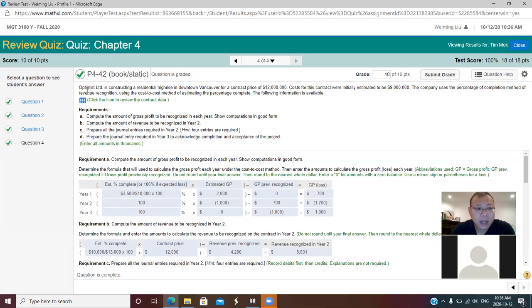So Optimistic Ltd. is constructing a residential high-rise in downtown Vancouver for a contract price of 12 million. So this is a fixed price contract, right? That's the price. Costs for this contract were initially estimated to be 9 million. That's the initial estimation, $9 million for the cost. The company uses the percentage of completion method of revenue recognition, and the cost method of estimating the percentage complete. The following information is available. Let's take a look.